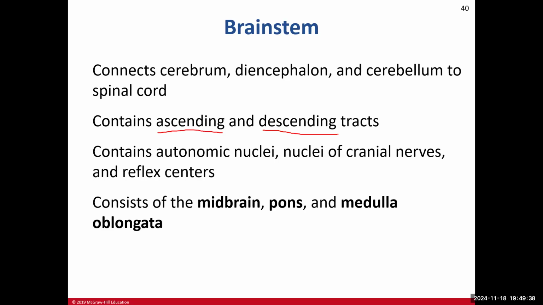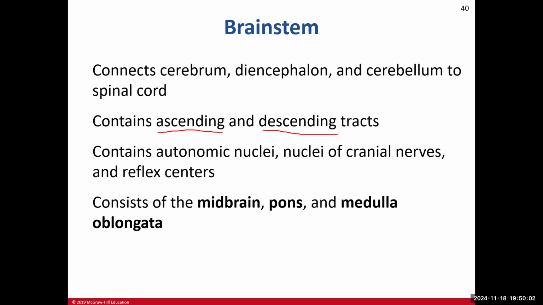You'll also see a whole list of things up here. Contains autonomic nuclei, right? We know what nuclei are. Those are going to be those clusters of cell bodies, nuclei of cranial nerves, and reflex centers. So a lot of important structures for a lot of our systems, like your respiratory, cardiovascular. We're going to talk about a lot of these. A lot of these control centers are located in the brainstem.